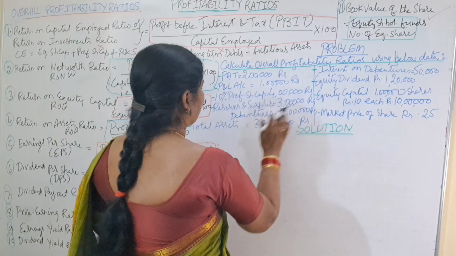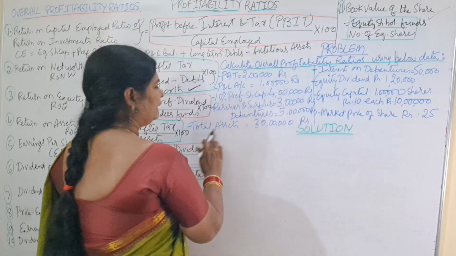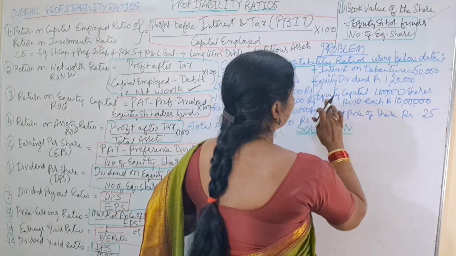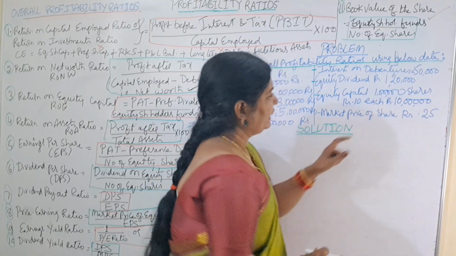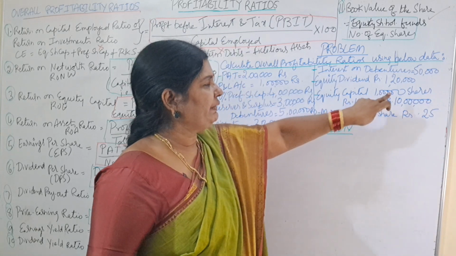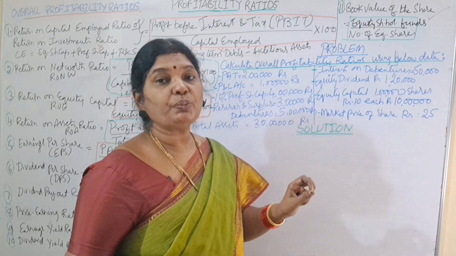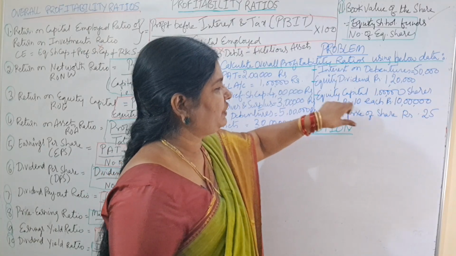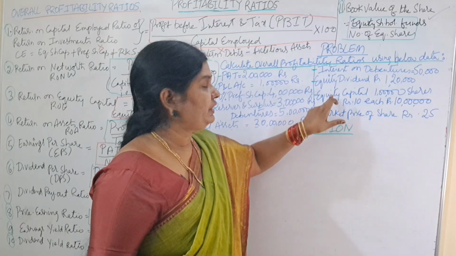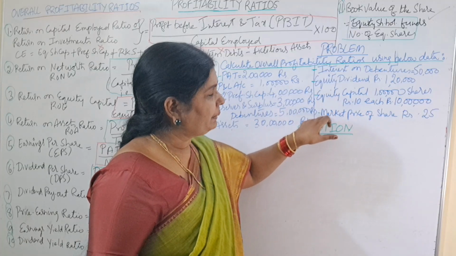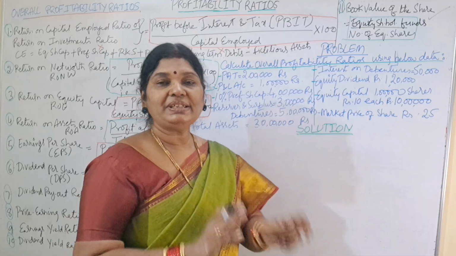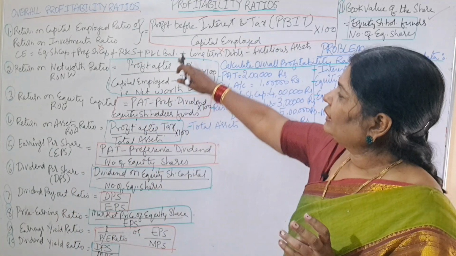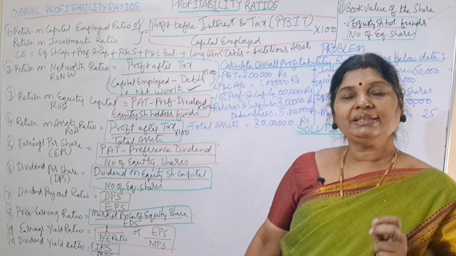Next, reserves and surplus 3 lakhs, debentures 5 lakhs, and total assets 30 lakhs. Interest on debentures 50,000, equity dividend 1,20,000, equity capital 1 lakh shares. How many shares are there? There are 1 lakh shares, and each share is rupees 10 each. So equity capital is 1 lakh shares into 10 rupees each, means it is 10 lakhs rupees. So our equity share capital is 10 lakhs rupees. And what is the market price of share? Rupees 25. So this is the information given in the problem. Using this information, we will calculate all these formulas.